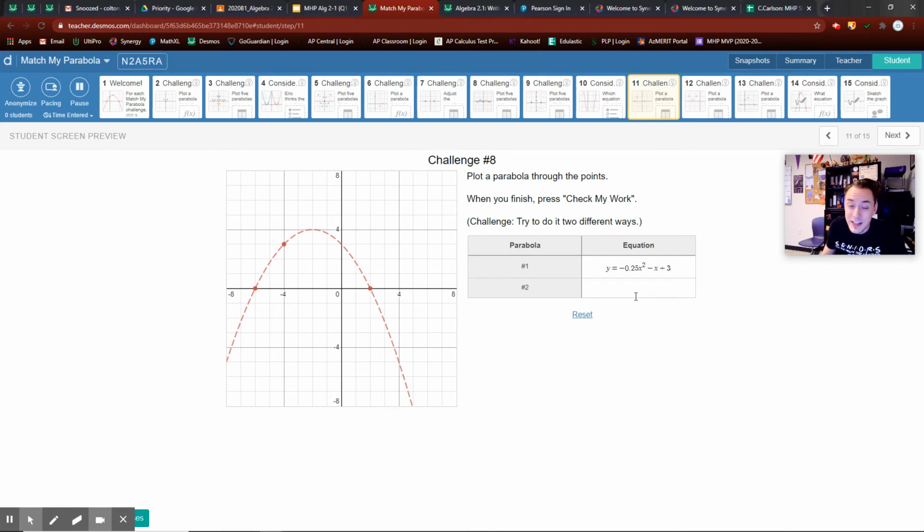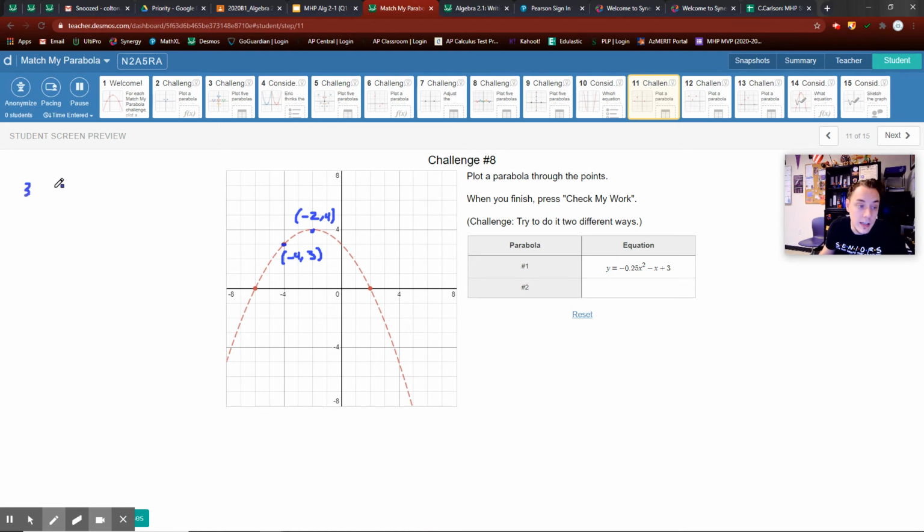Now, how to find the other one is up to you, okay? Now that you have this, you can actually use your vertex. So use your vertex. That was -2, 4, right? So use your vertex, and then pick a different point. So this is -4, 3. Right? And then go through your formula.